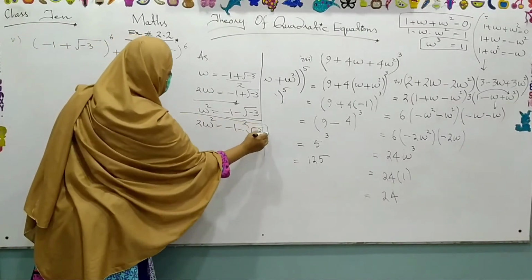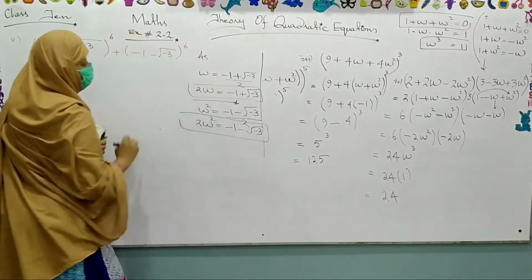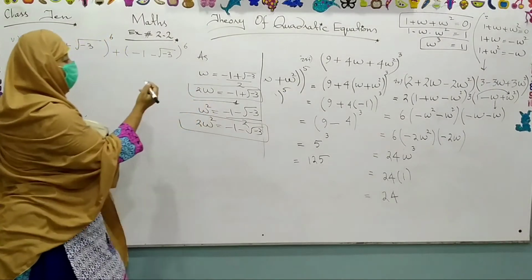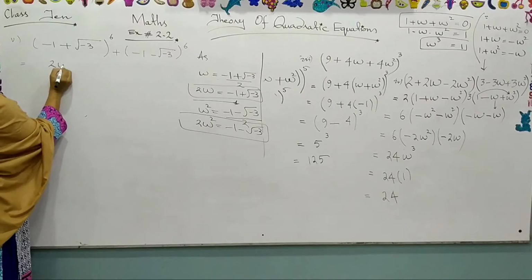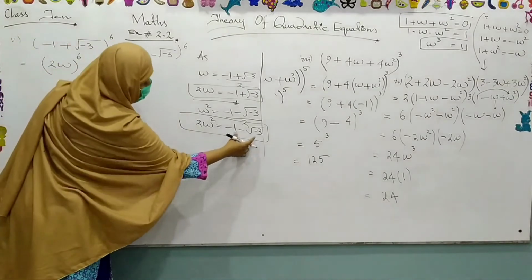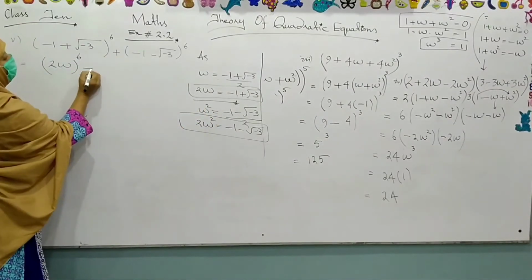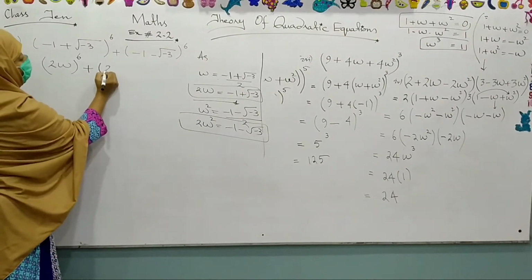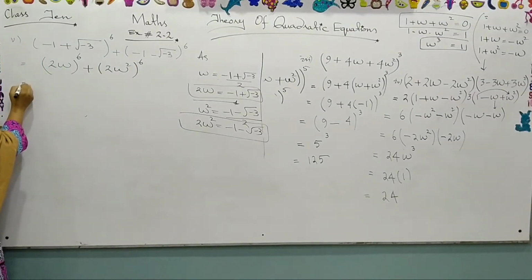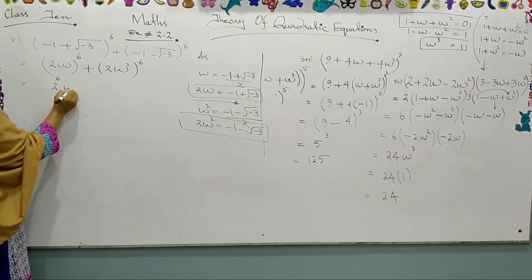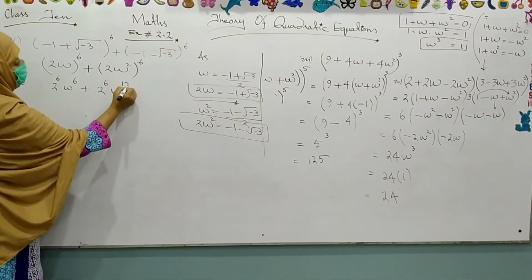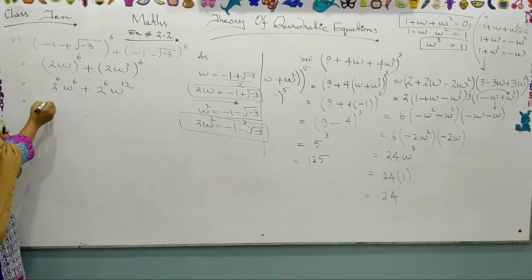Now student, I will substitute these two relations here. Yes, what is minus 1 plus square root minus 3? It is 2 omega. I will substitute here 2 omega and it is raised to power 6. And what is this one? This is 2 omega square. This plus will remain as it is. And what is this one? 2 omega square whole raised to power 6. Now solve it. I can split it as 2 raised to power 6 and omega raised to power 6 plus 2 raised to power 6 omega raised to power 12. Now what is 2 raised to power 6?